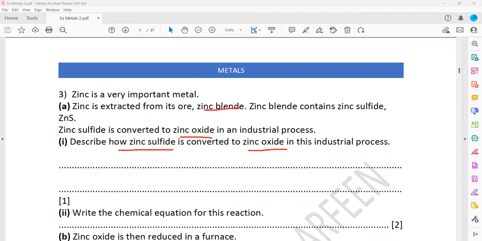So what can we do if we want to convert zinc sulfide into zinc oxide? What can be done? We can heat in air, or we can roast in air.